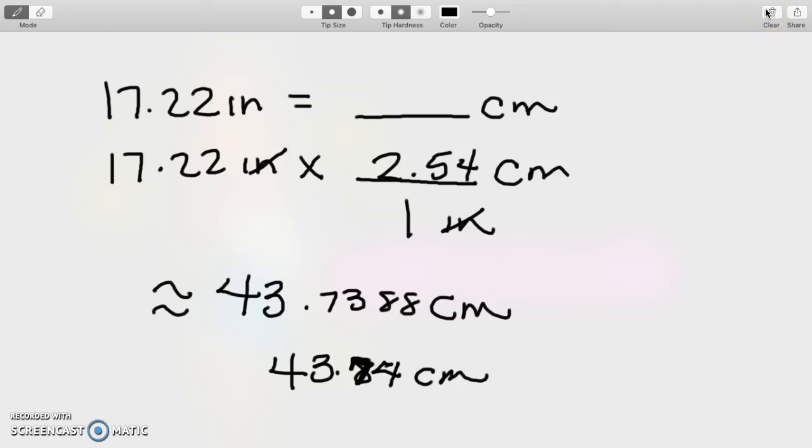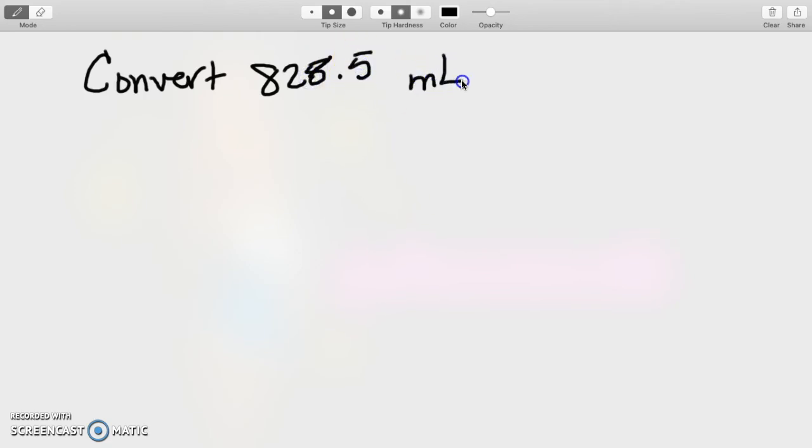Now I'm going to put up another question, and I want you guys to answer it yourself. Make sure you refer back to your chart, answer it yourself, and then come back and check. So here's the problem. We're going to convert 828.5 milliliters to cups, and you're going to round to the nearest hundredth if necessary. So pause the video for a second and see if you can match your answer with mine, okay?